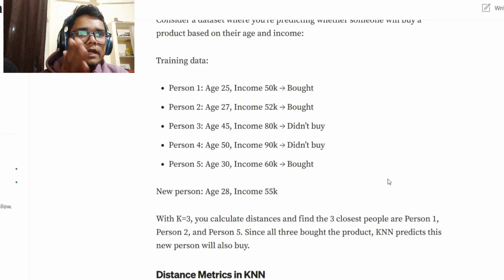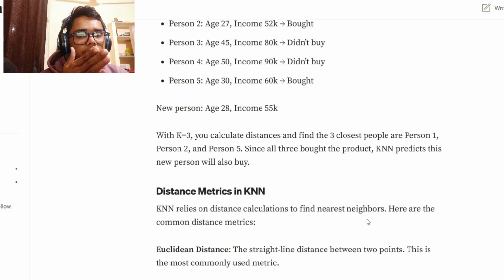So a new person, age 28, income 55k, with k equals 3. You calculate distance and find the three closest people are person 1, person 2, and person 5. Since all three bought the product, we can predict this new person will also buy.